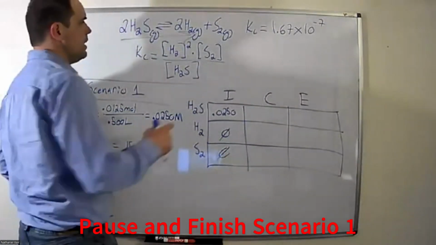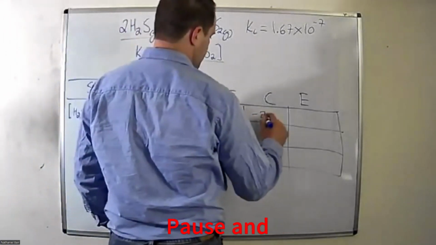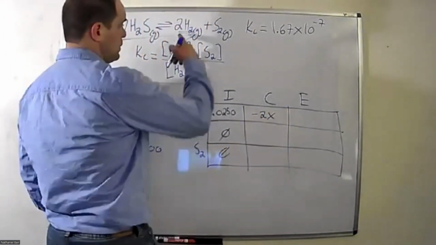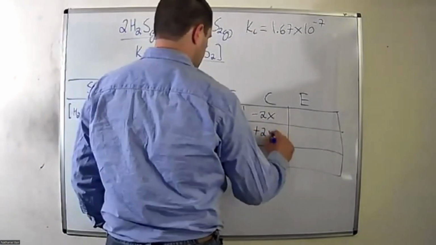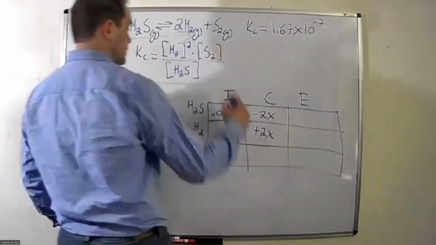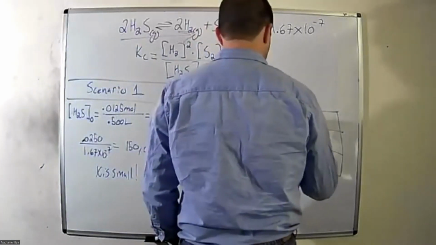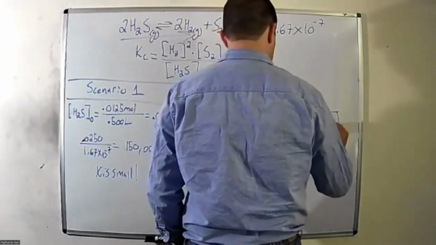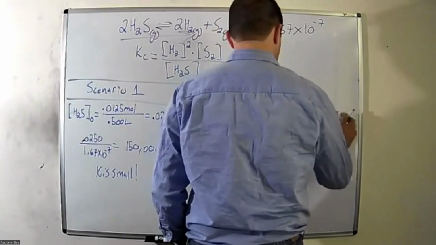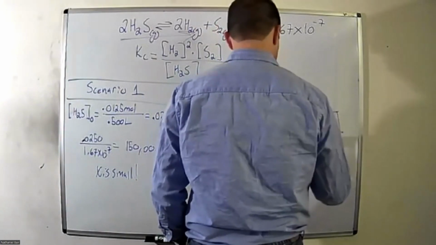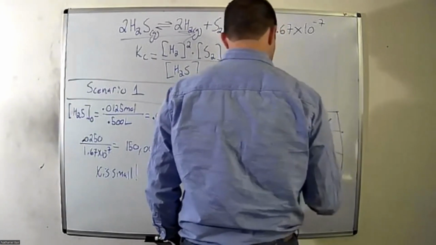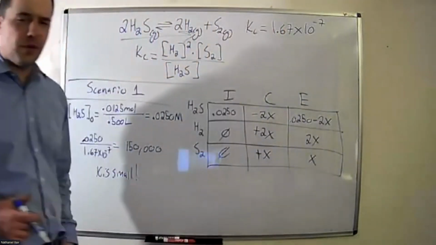All right. The H2S is going to go down by 2x. The H2 is going to go up by 2x. The S2 is going to go up by 1x. This is going to be 0.0250 minus 2x. This is going to be 2x, and that's going to be x. So hopefully you got that for your E column.